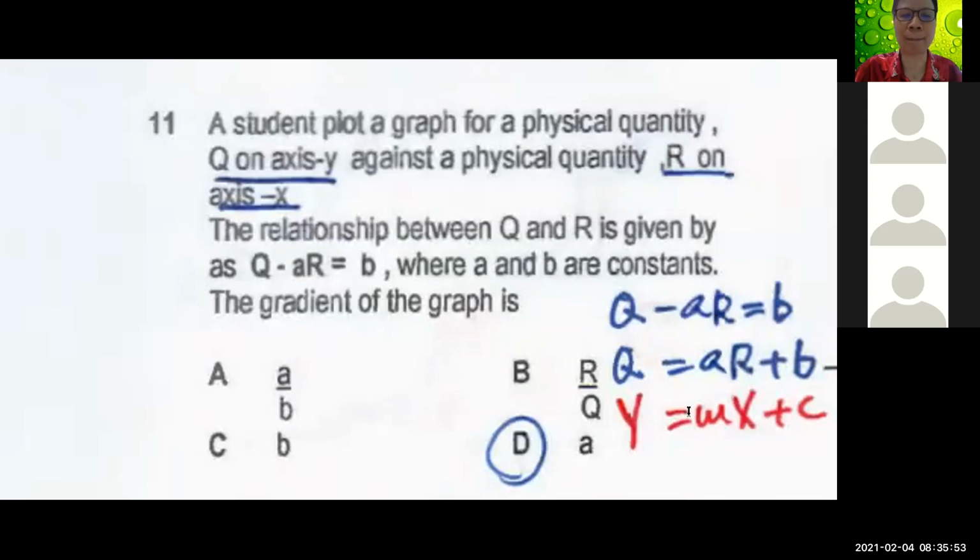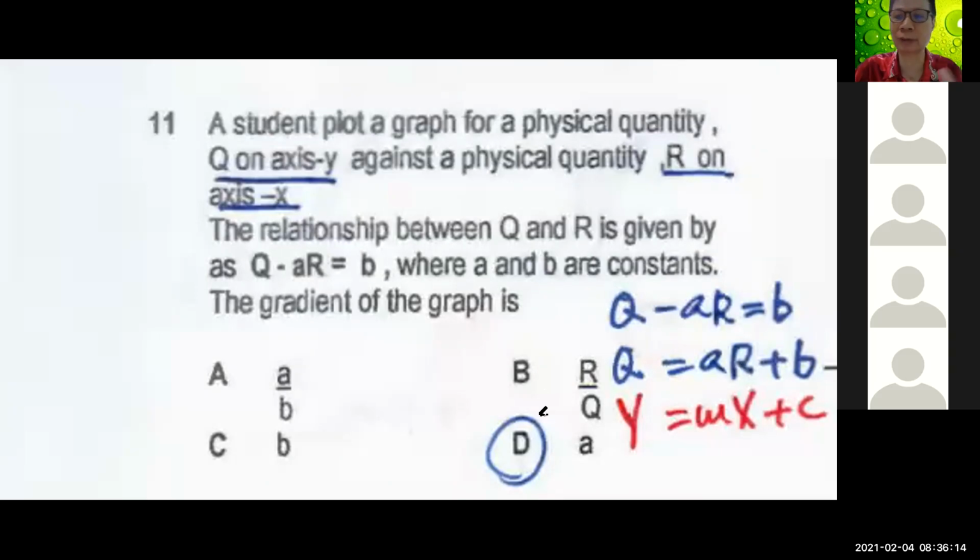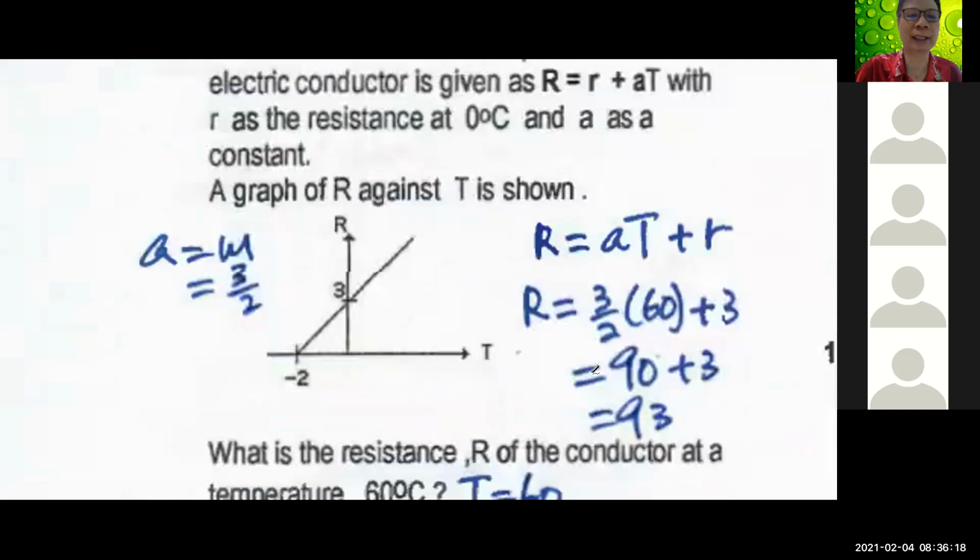So gradient m, you all know, right? This m is gradient, and then the c is what, class? M is gradient, then the c is what? Y-intercept. So m, the gradient, is A, and the y-intercept is P, but they never ask. Okay, so we solved this question already. Now question number 12, a little bit difficult. Come, let's see how to solve this question.